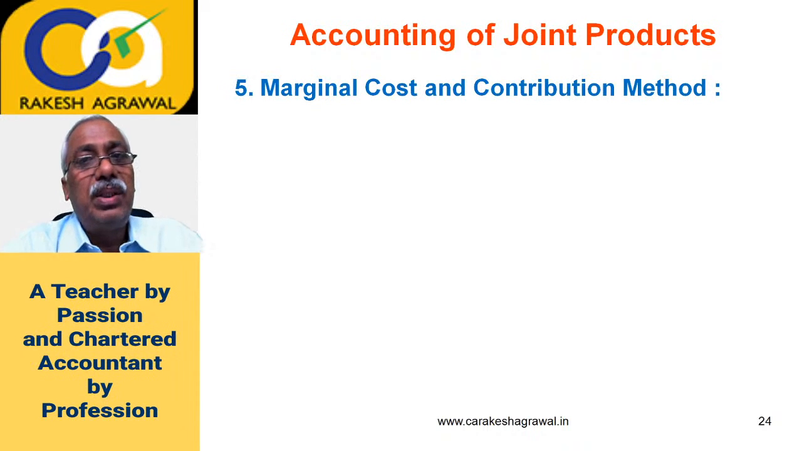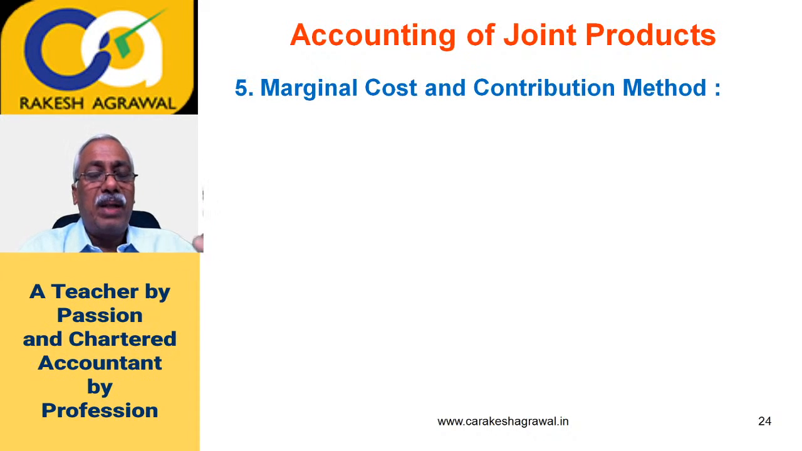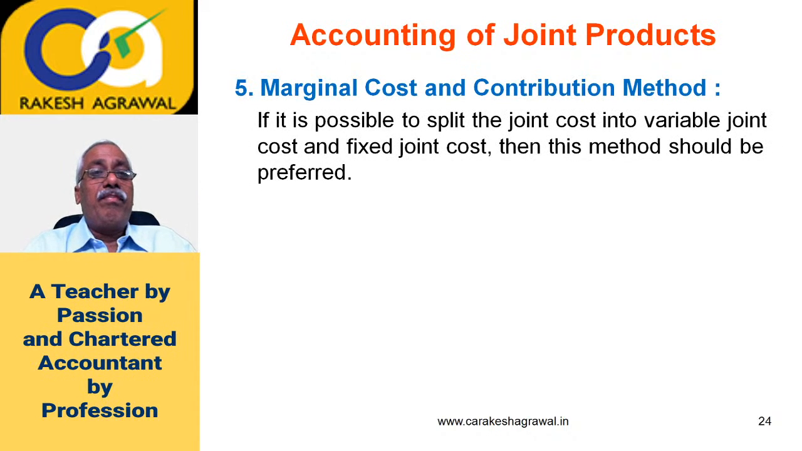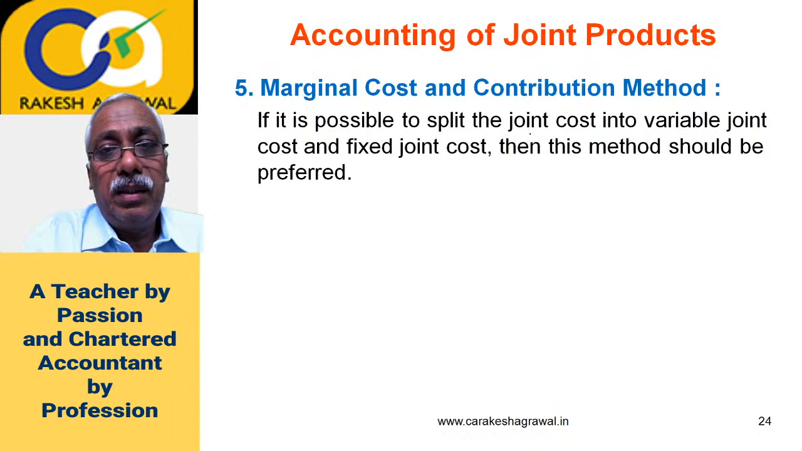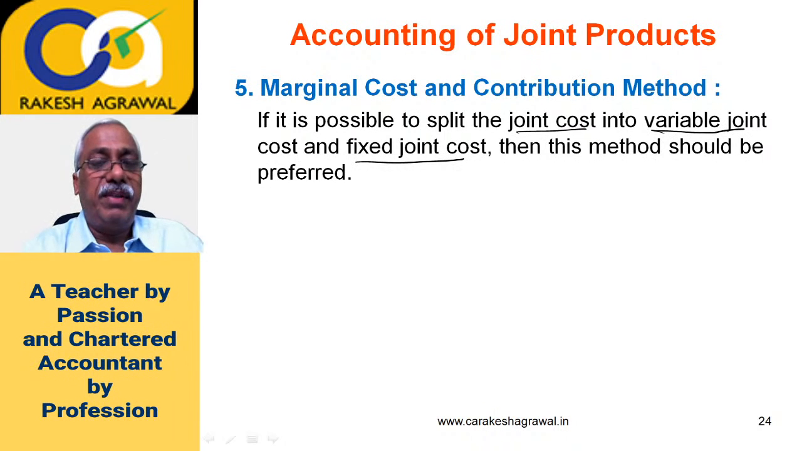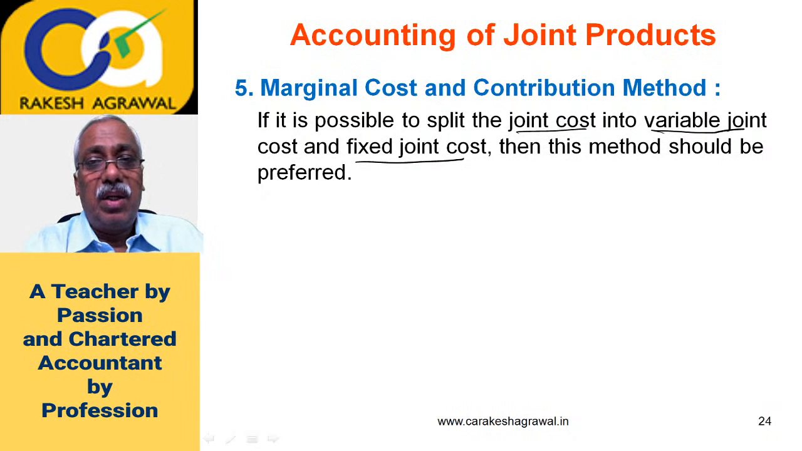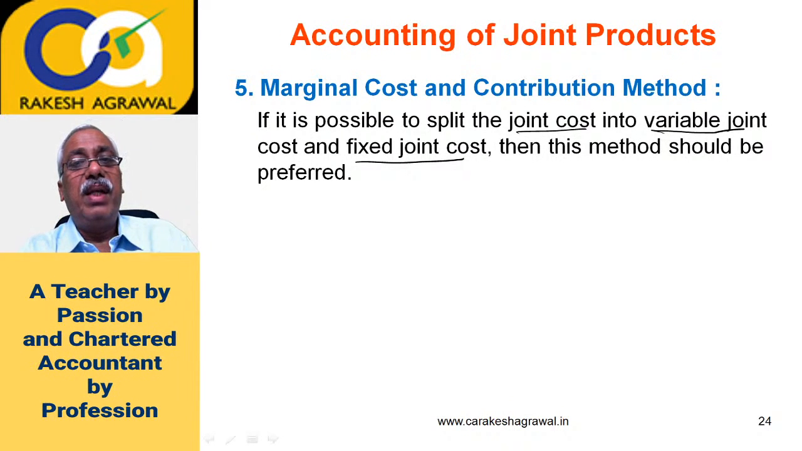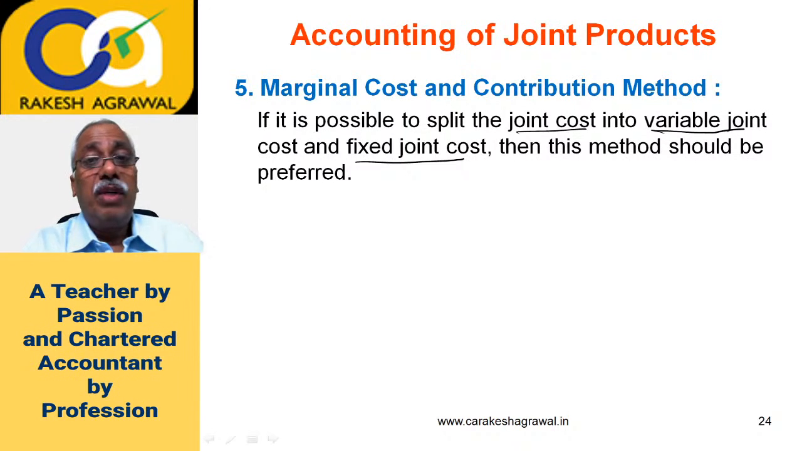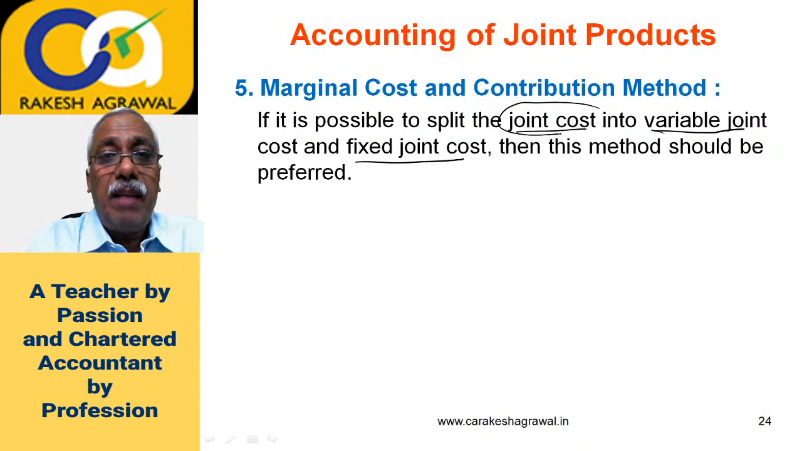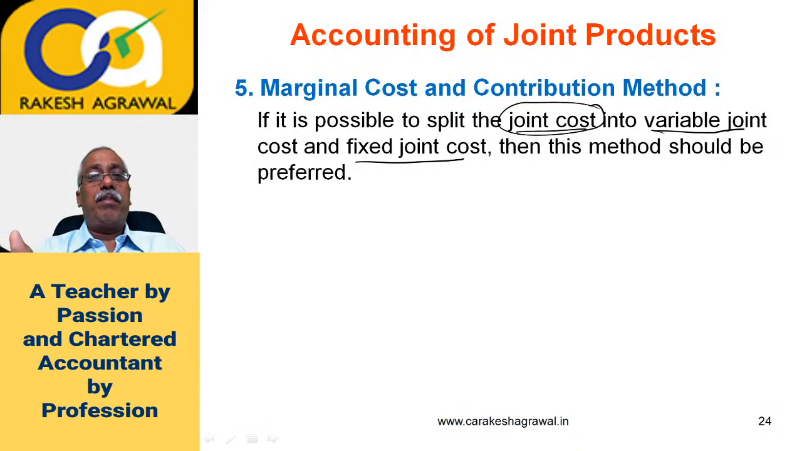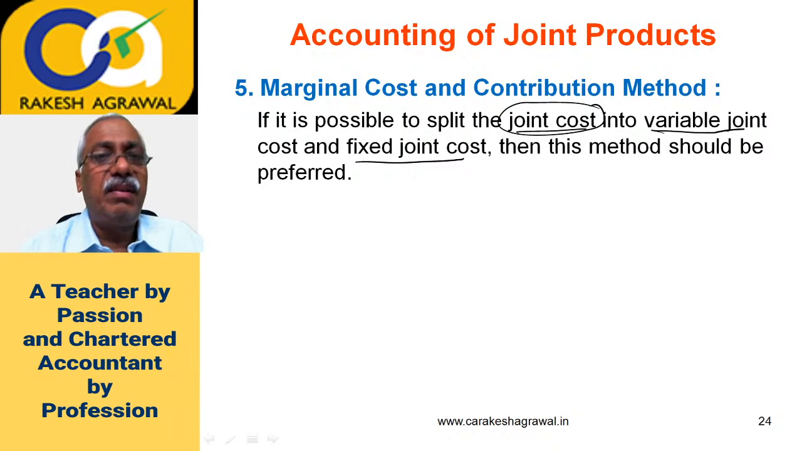So let us discuss marginal cost and contribution method. If it is possible to split the joint cost into variable joint cost and fixed joint cost, then this method should be preferred. This variable joint cost itself is called as marginal cost. Marginal cost and variable cost means one and the same. So if your total joint cost can be divided in two parts, variable cost separate and fixed joint cost separate, then you should prefer this method, provided this type of data is available in the question.